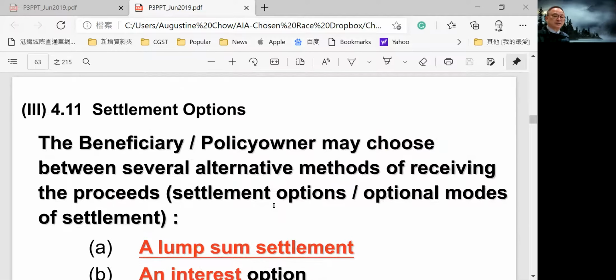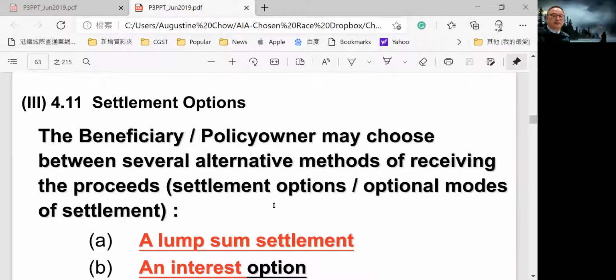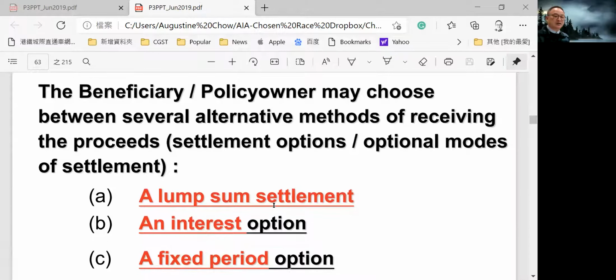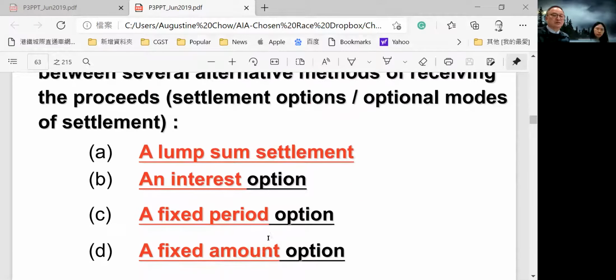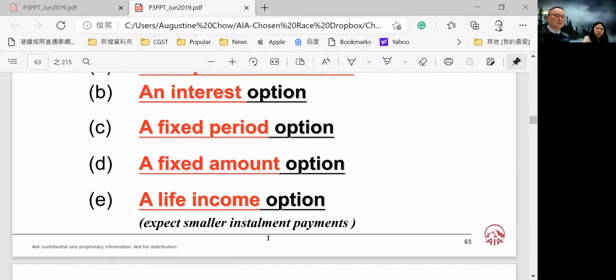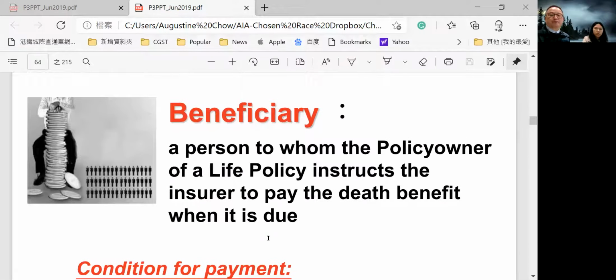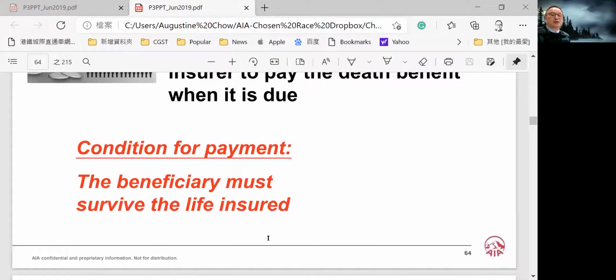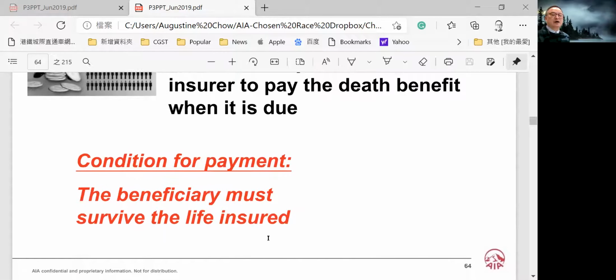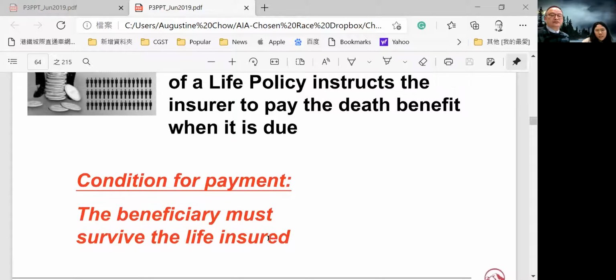Okay, settlement. It means that the beneficiary will get paid a lump sum or interest option; they can choose whatever plan they want to take the money out. Installment by a fixed amount every month, by interest only, or take the principal and interest as one lump sum. The beneficiary must survive the life insured.